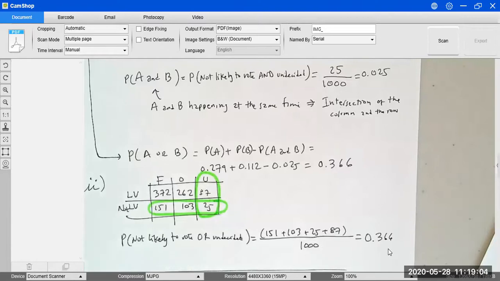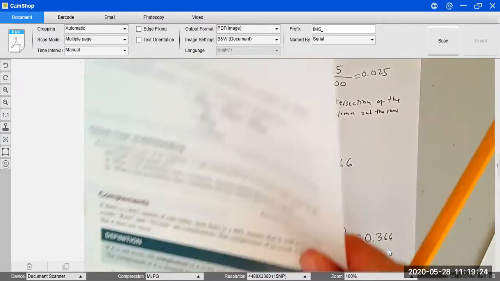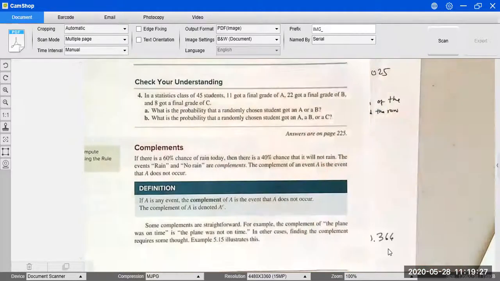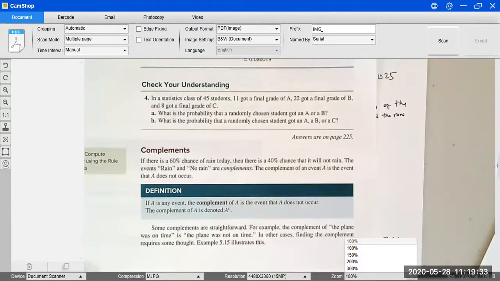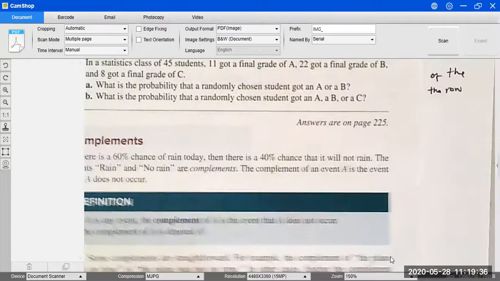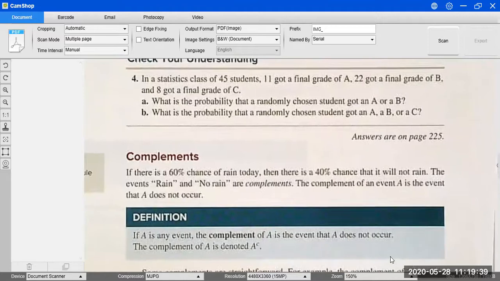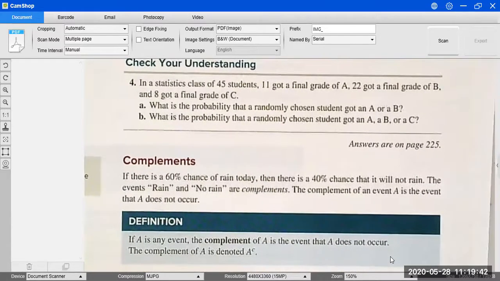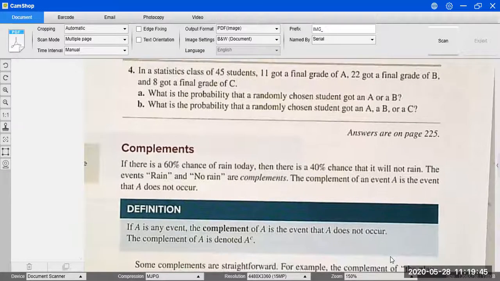Now we're going to have one more definition for notes. On page 221, we have another definition. It's going to be the definition of the complement of A. This definition is going to be important to simplify computations when you have a lot of possible events. Sometimes it's better to just find the complement to solve a problem.